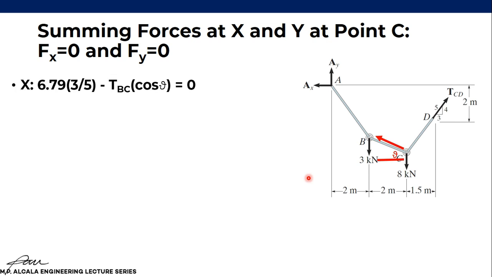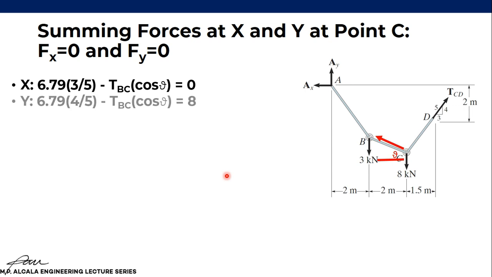Summing forces along the x-axis is simply, what is 6.79? That is your tension CD. So 3 over 5, again, the x component of tension CD, since the cosine of 53.13 is simply 3 over 5. Now, minus, what is this? The x component of tension BC, this arrow, cosine of theta. Now, we have only one equation with two unknowns.